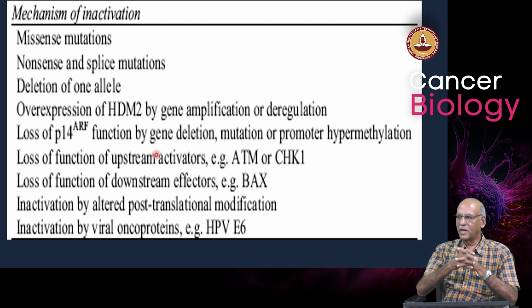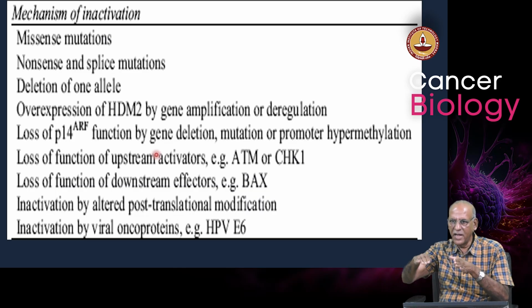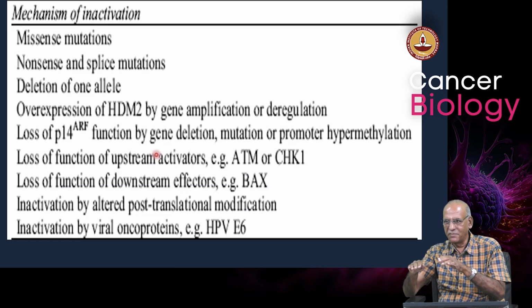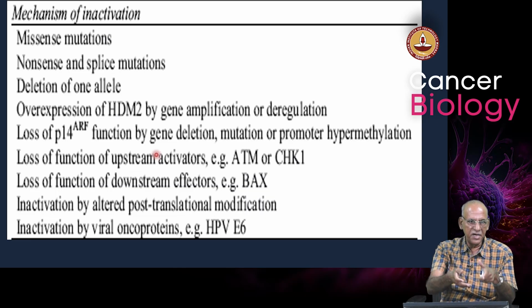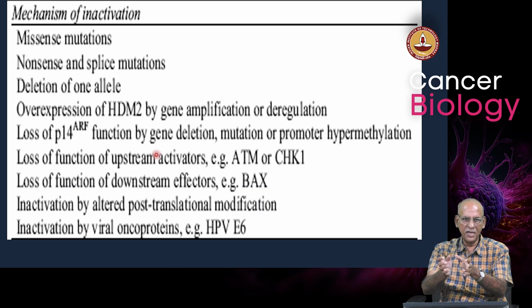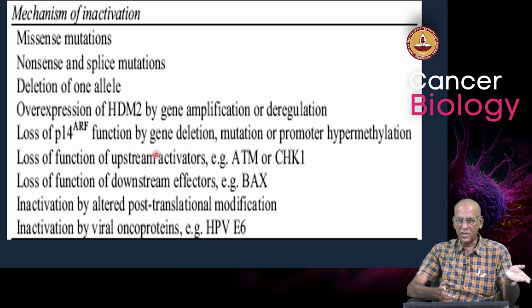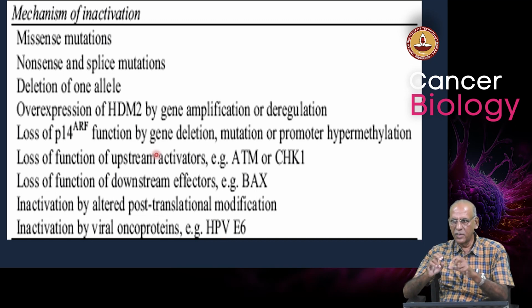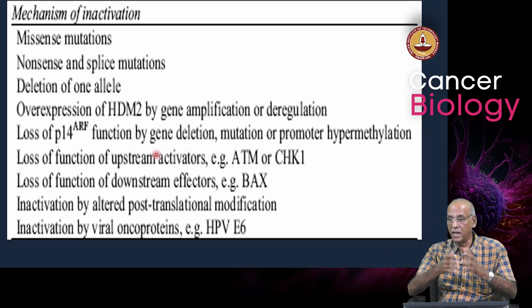MDM2 stimulates the degradation of p53, so that its levels are normally maintained at a lower level. We do not want p53 at a higher level in the normal system, only under some conditions do you want it overexpressed so that it can induce apoptosis. Because if it is there, it is going to kill cells. You do not want that, but under certain conditions you want p53 to go up. So, normally it is kept suppressed by MDM2.